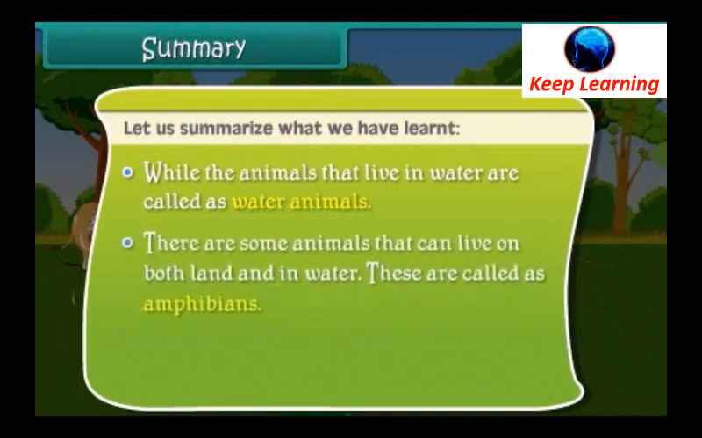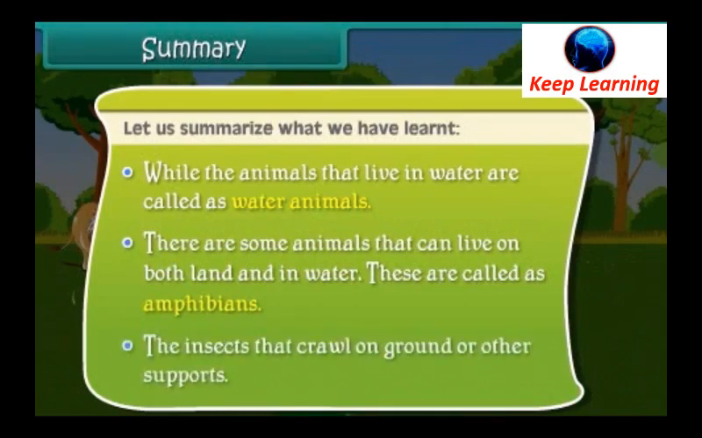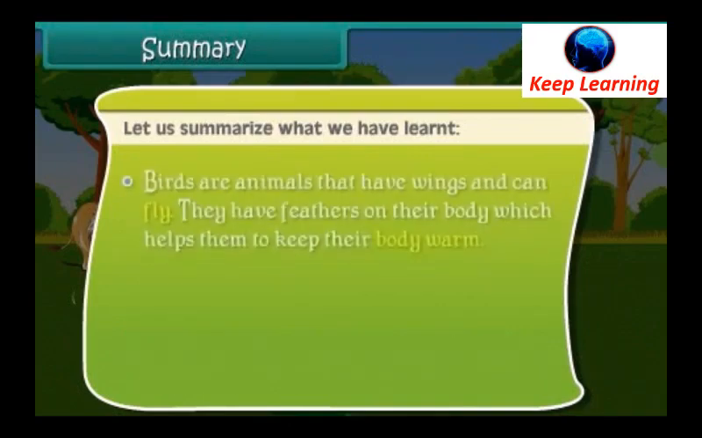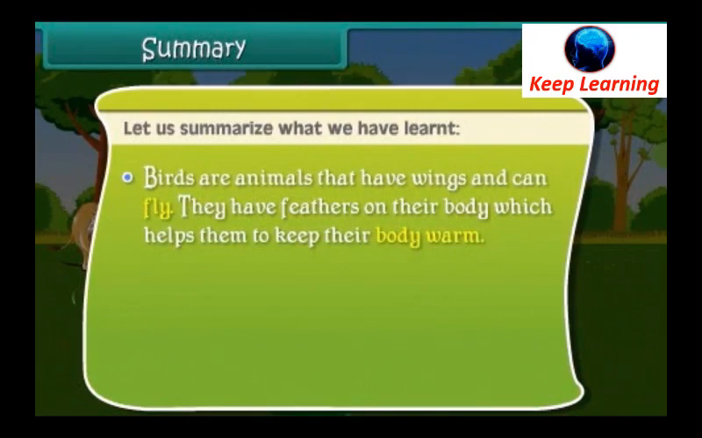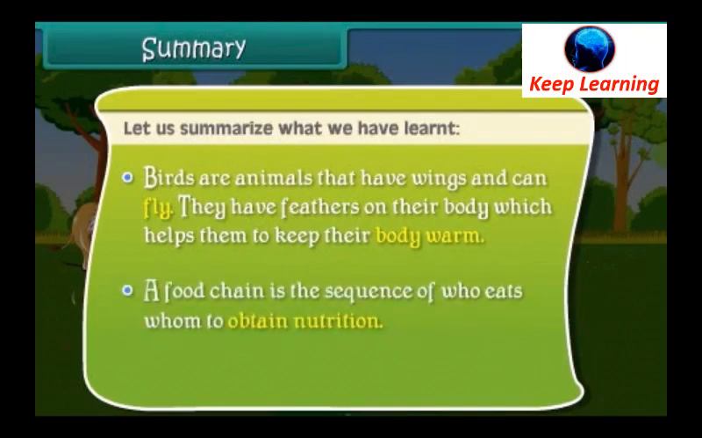There are some animals that can live both on land and in water. These are called as amphibians. The insects crawl on ground or other supports. Birds are animals that have wings and can fly. They have feathers on their body which helps them to keep their body warm. A food chain is the sequence of who eats whom to obtain nutrition.